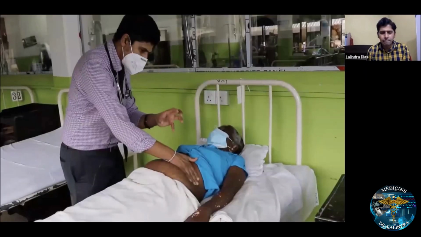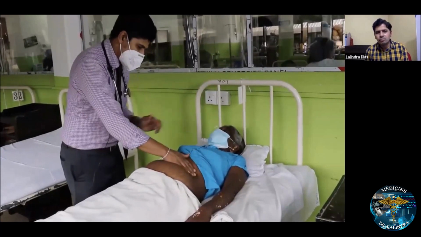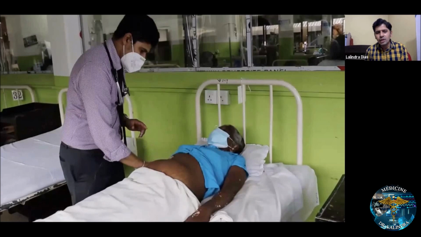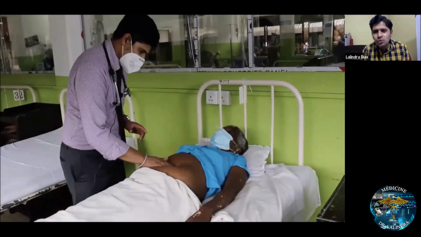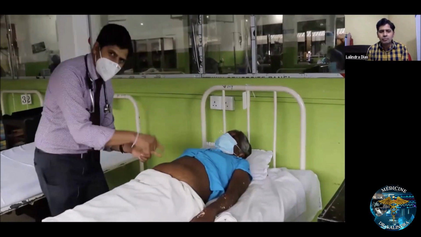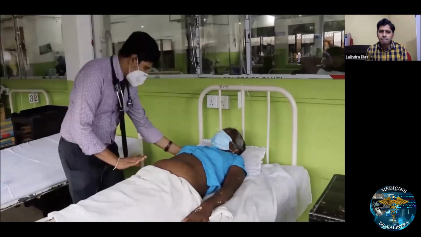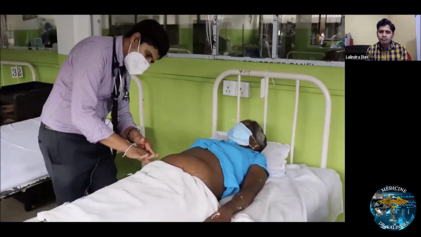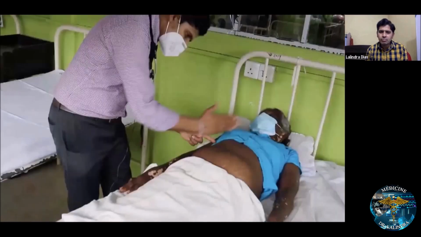Mass, boggy feeling, some mass-like feeling beneath my hand in the left hypochondrium. See my movement of the hand. Now I'm going to go for the liver palpation. So I will keep my hand like this, and I'm going to move my right hand perpendicular to her right subcostal margin.